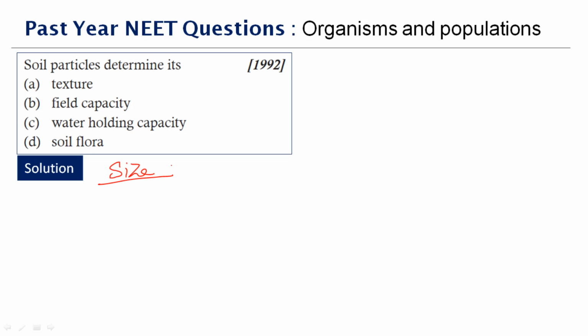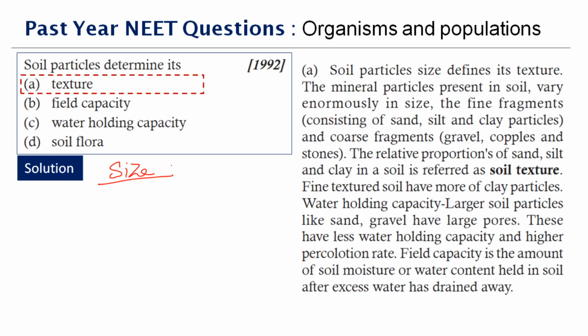Now water holding capacity and the rest of the features, you have to do a little more research on it in order to identify all these aspects. Therefore, the right answer to this question is option A. Water holding capacity: larger soil particles like sand, gravel will have large pores. These will have less water holding capacity. The finer the soil, the more it can hold on to the water. Therefore, the right answer is option A.